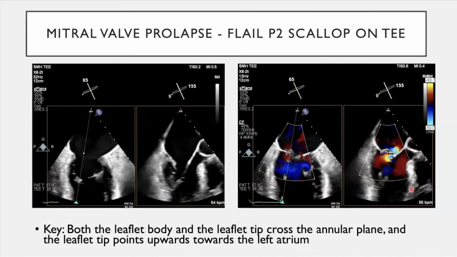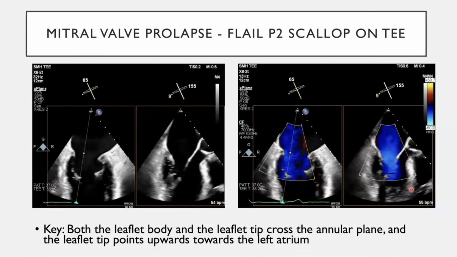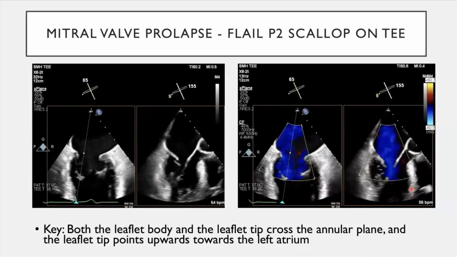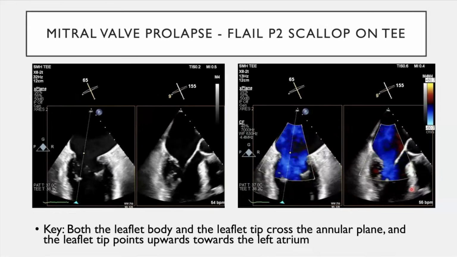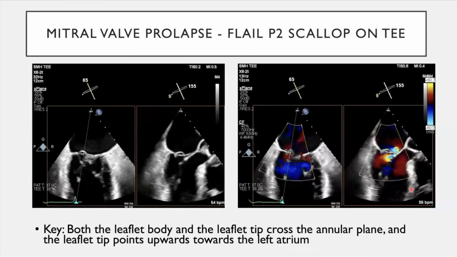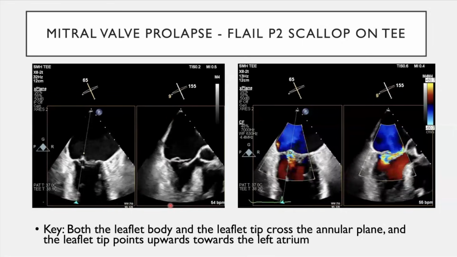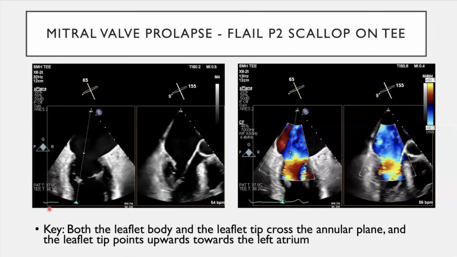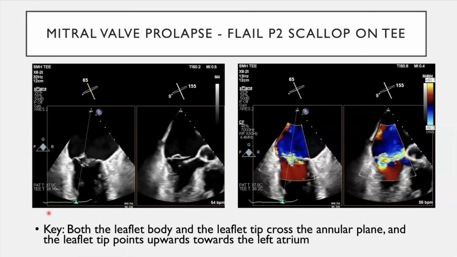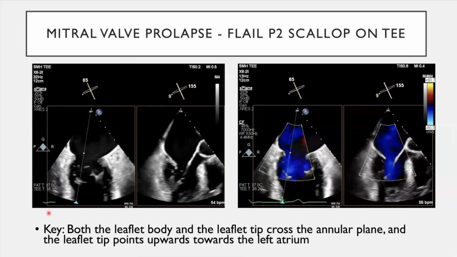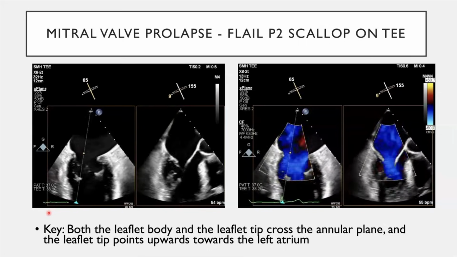In contrast to flail segments, in a flail segment both the leaflet body and the leaflet tips will cross the annular plane, with the leaflet tip pointing upwards toward the left atrium. Here on the left, these are transesophageal echocardiograms. On the left, we have a mid-esophageal bicommissural view with an X-plane going through the medial P2 and A2 scallops, which gives us an orthogonal view.